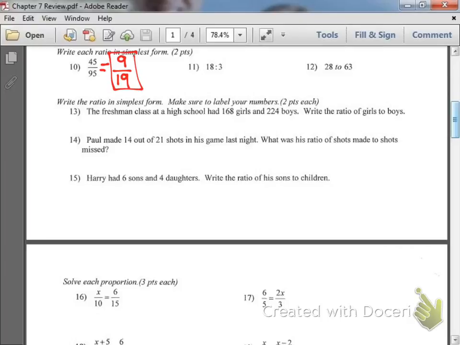18 to 3. What do I do with that one? You can still use the ABC button if you want. It'll just give it to you as a fraction, so you have to convert it back to this form. But what number goes into 18 and 3? Close. I know what you mean. You end up getting 6, but 6 doesn't go into 3.